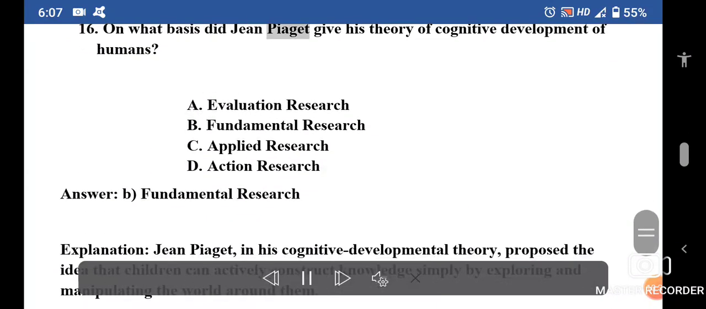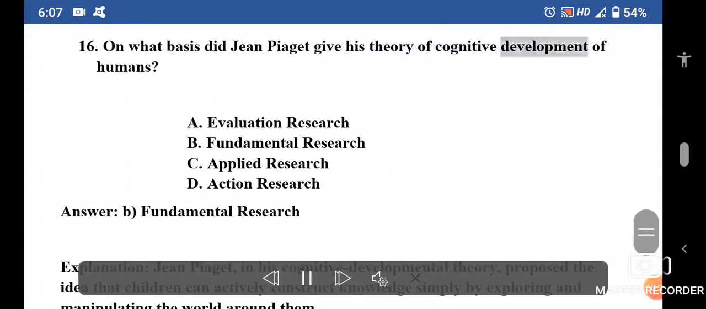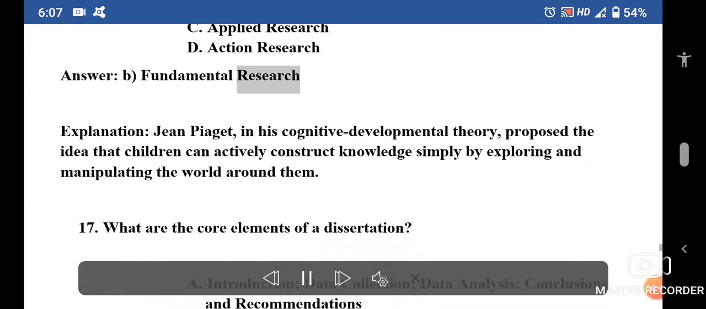On what basis did Jean Piaget give his theory of cognitive development of humans? Evaluation research, fundamental research, applied research, action research. Answer B. Fundamental research. Explanation: Jean Piaget, in his cognitive developmental theory, proposed the idea that children can actively construct knowledge simply by exploring and manipulating the world around them.